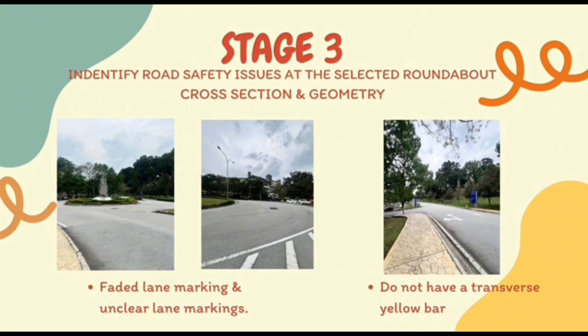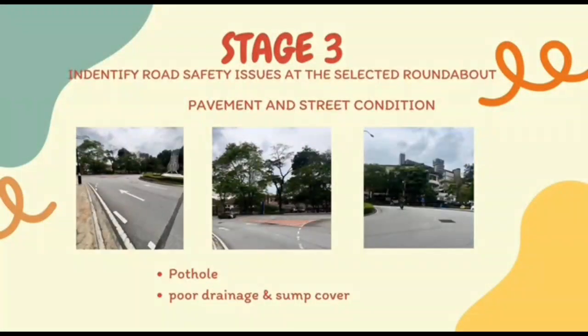Secondly, the lane markings on the roundabout are either faded or unclear, leading to confusion about the correct lane to use, especially during peak hour or nighttime driving. Additionally, the pavement and street conditions are problematic. Potholes are evident, which pose a significant hazard, particularly for motorcyclists who may lose control.